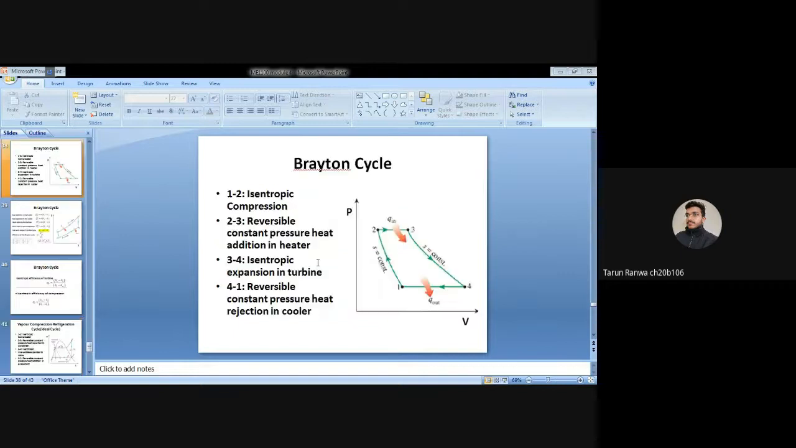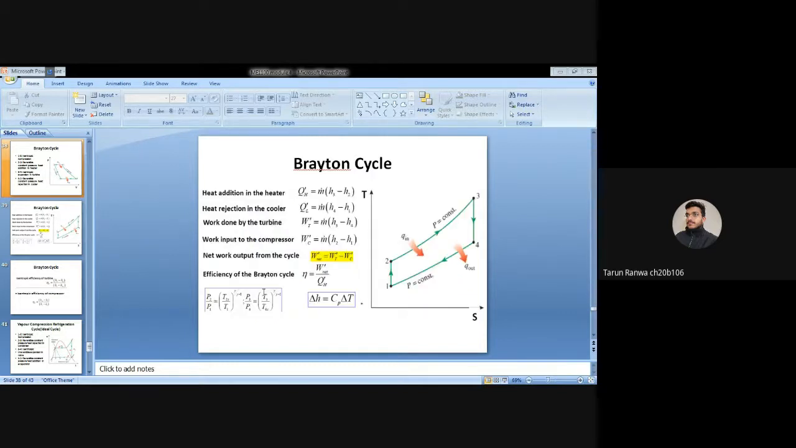Now this is the Brayton cycle. In the Brayton cycle, this is path 1 to 2, 2 to 3, 3 to 4, 4 to 1. And this is the diagram of the Brayton cycle. Path 1 to 2 is isentropic compression, 2 to 3 is reversible constant pressure heat addition in the heater, 3 to 4 is isentropic expansion, and 4 to 1 is reversible constant pressure heat rejection.